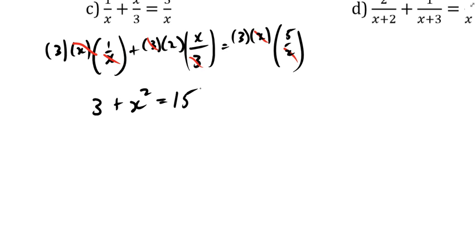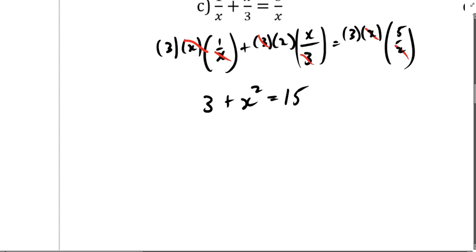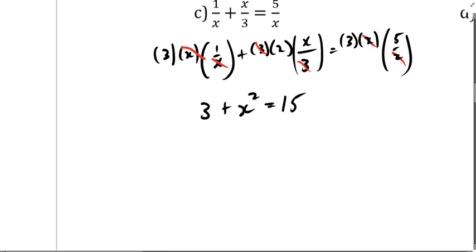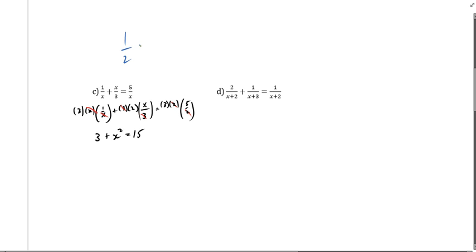Just like if it was 1/2 equals x over 3, I'd multiply everything by 6, or by 2 and by 3. Multiply everything by 2 and by 3, right? Same idea.